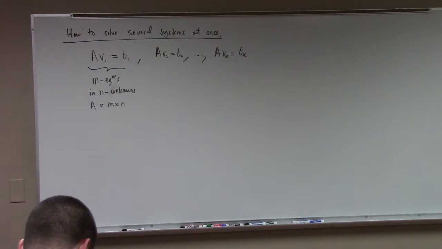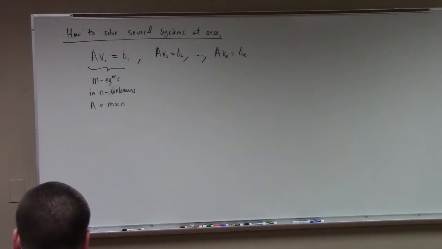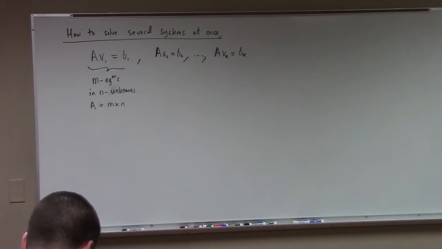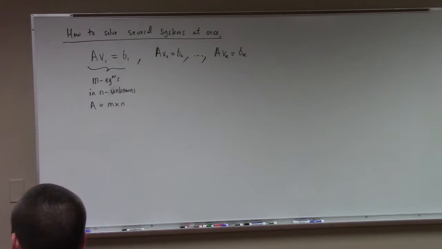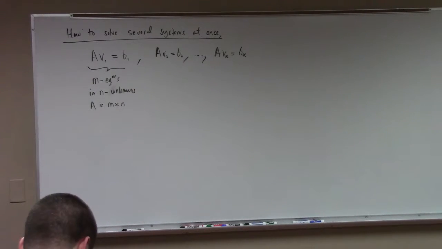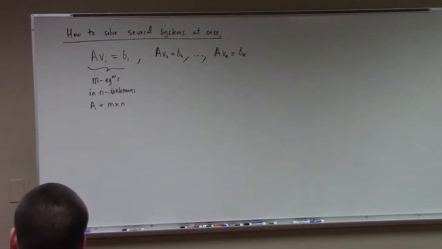B, how big is B? B is an M vector, right? It's as big as the number of equations. So I'm saying, notice I'm using the same A on every last one of these. They all share the same coefficient matrix, but maybe they've got different inhomogeneous terms. How would you solve the first one?